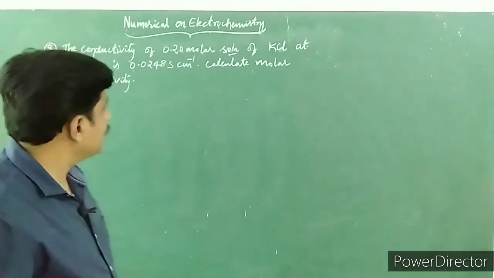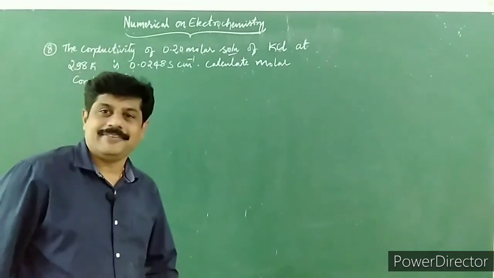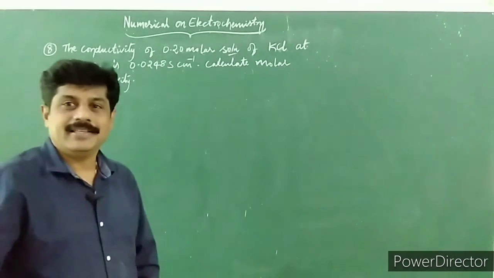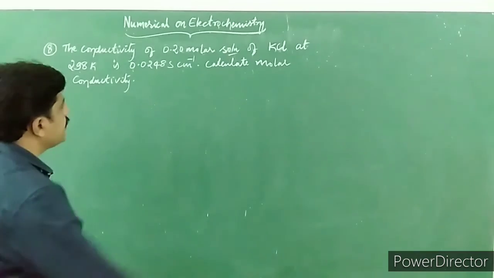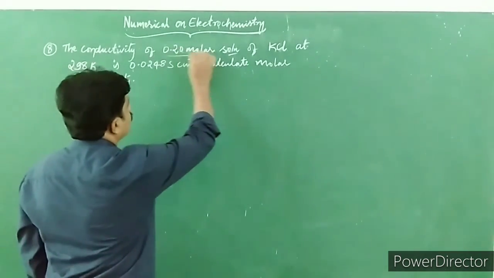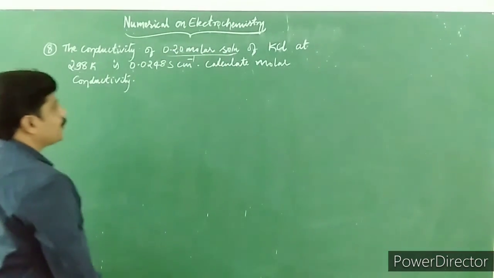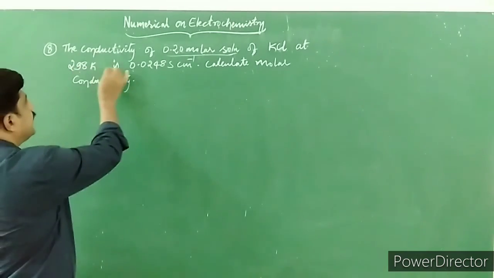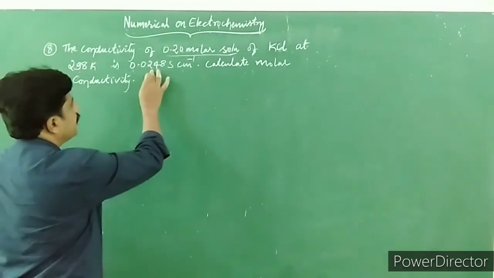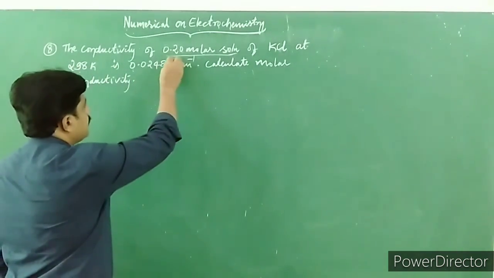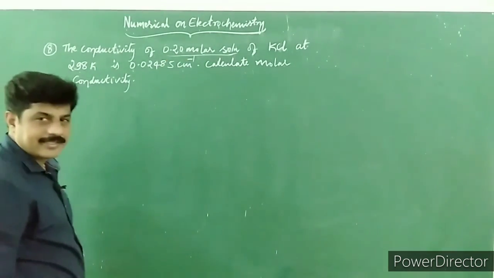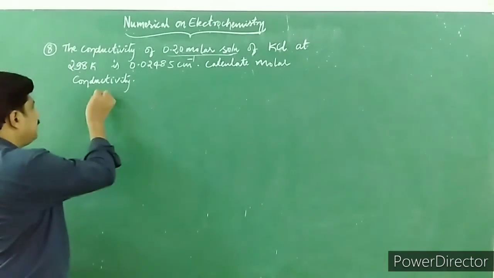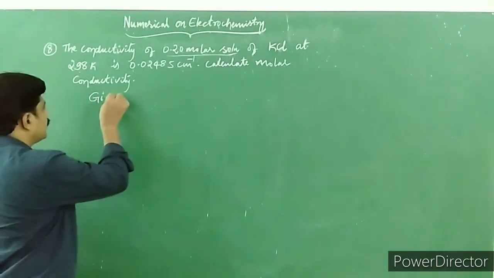Children, let me take up a numerical on molar conductivity, which is very important for the examination. The conductivity of 0.20 molar solution of potassium chloride at 298 Kelvin is 0.0248 Siemens per centimeter. Calculate molar conductivity. Simple numerical, children. Let me write down the given data.